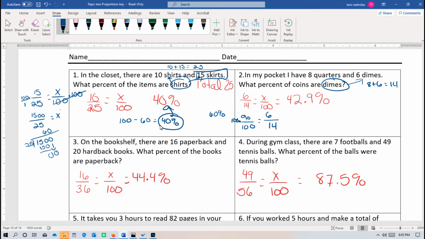I'm going to multiply that 100 on both sides. Okay, put a 1 underneath. That's going to cancel, leaving me just with the unknown percent. And 6 times 100 is 600. 1 times 14 is 14. And now I got to divide those two in order to figure out my total.